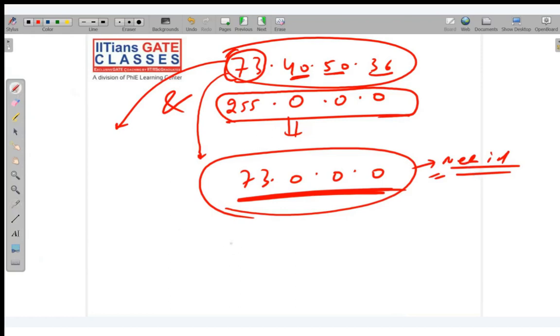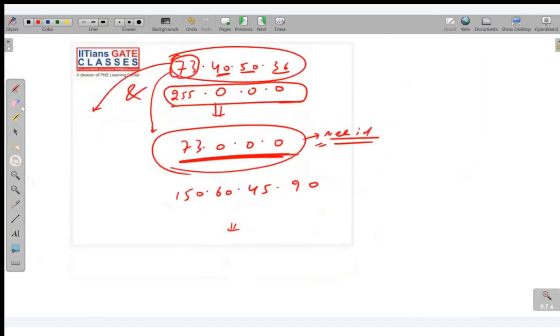Now let me do another question. If I say 150.60.45.90, from here I want to find the net ID. Why am I concentrating on the net ID? Because the router is storing the net ID. It is not storing any host ID. So how will you find the net ID? What is the class? Class B. So what do I want from here? What do I want from here? 150.60.0.0. How can I do it?